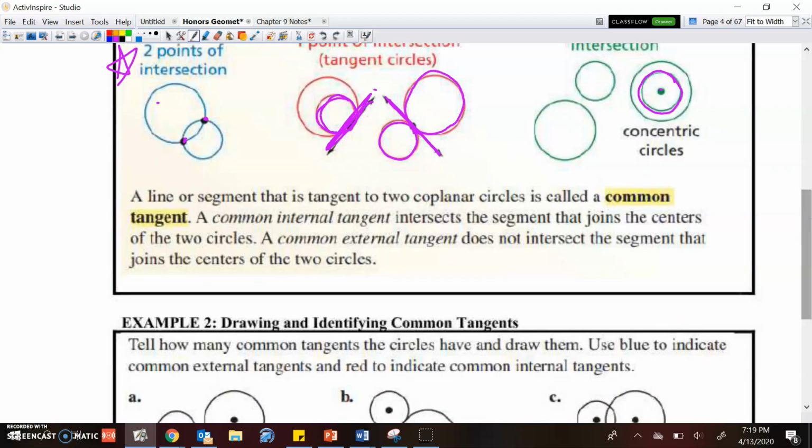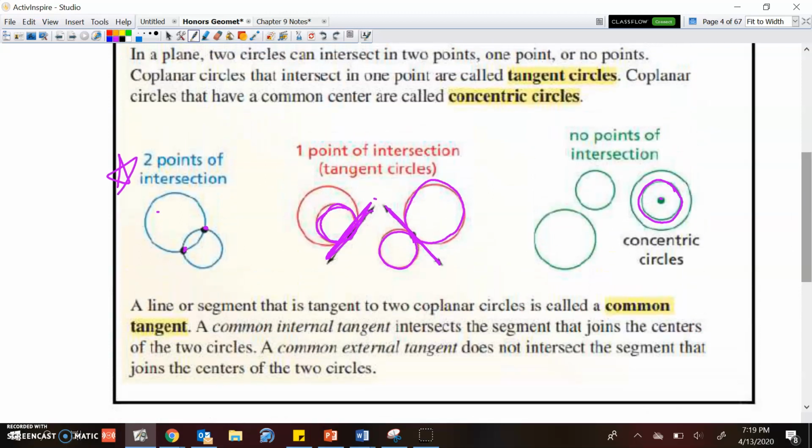Okay, now a line or a segment that is tangent to two coplanar circles is called a common tangent. So that would be something like, let me draw one in. Okay, a common tangent would be something like this. It's tangent to that little circle right there, and it's tangent to the bigger circle right here. That's a common tangent. So there's two types of common tangents.